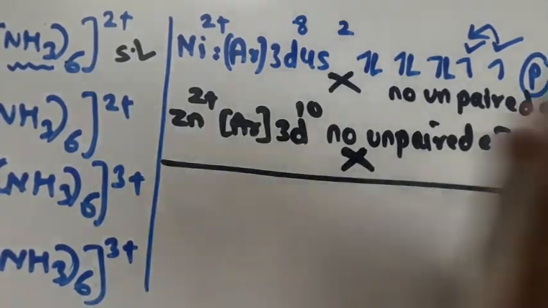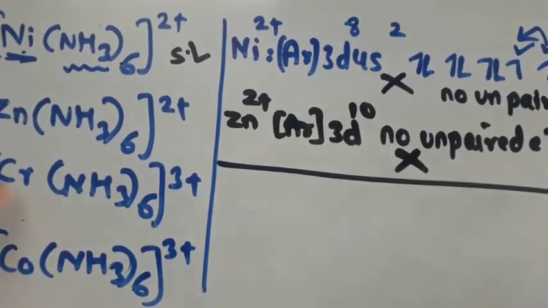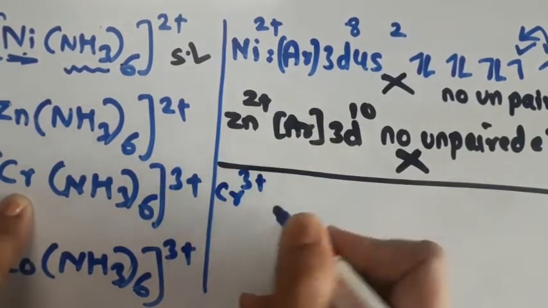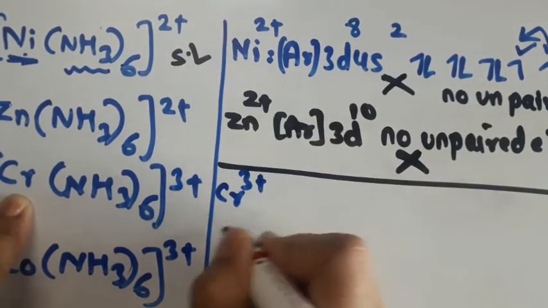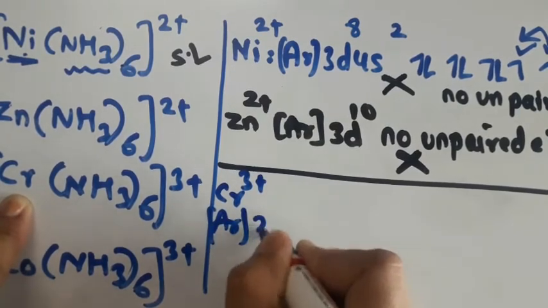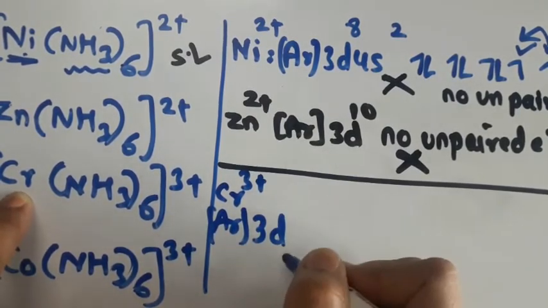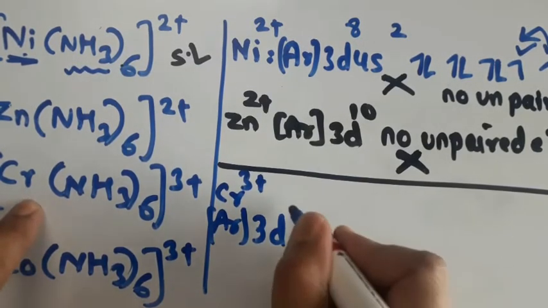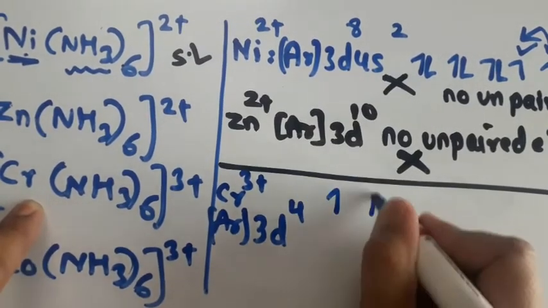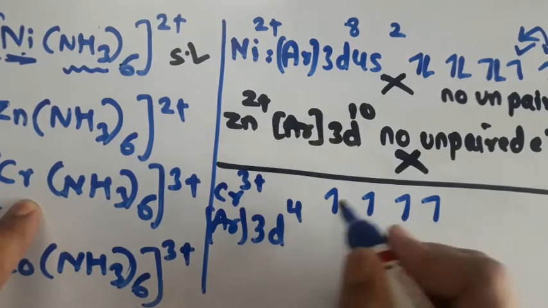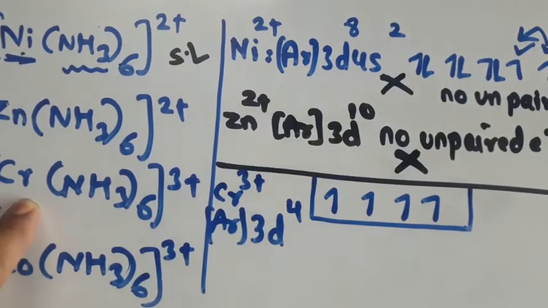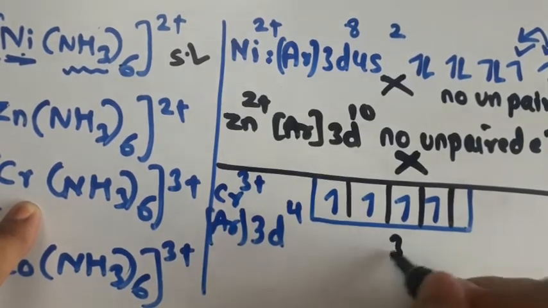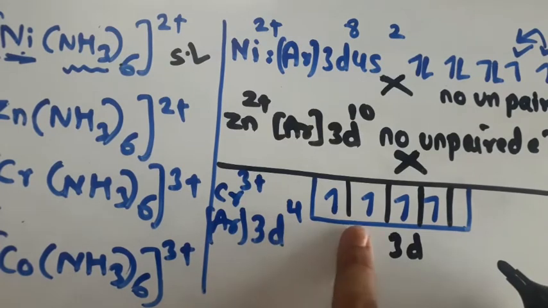Now we move on to the third option. Let us see. Third option is chromium. Have a look at this question. When I write chromium, it is Cr plus 3 and it is going to be argon 3d, chromium is 3d4 4s2, isn't it? So it will be 3d4, it means 1 2 3 4. So we are having over here one box, second box, third box, fourth and fifth. This is 3d. 4 electrons are there, 1 2 3 4.